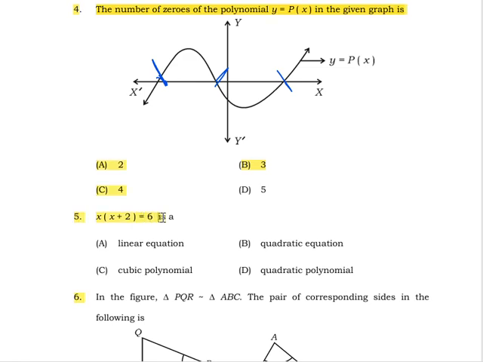Question number 5 is x into x plus 2 is equals to 6, is a... They are given 4 options: a linear equation, quadratic equation, cubic polynomial or quadratic polynomial. First you simplify this equation, x into x plus 2. So multiply x inside the bracket, you'll get x into x is x square plus 2 into x is 2x. You take this 6 to the left hand side, becomes x square plus 2x minus 6 is a dash.